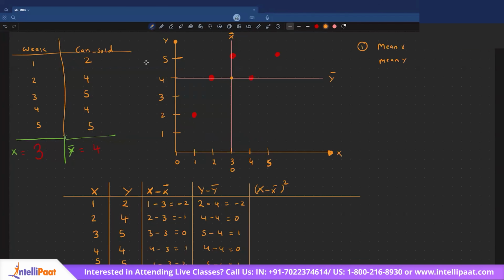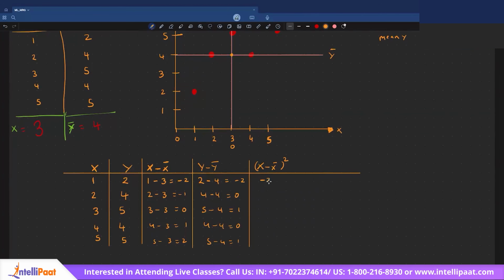Doing the squaring of a number, what does it make sure? That the number is always positive. Agree, disagree? If you take minus 3 and square it, won't the answer be 9? And if you take 4 squared, the answer is 16. So squaring will make sure that the number is never negative, so nobody will cancel each other out, right? So what is x minus x bar the whole square? Minus 2 squared, can I say that is 4? Minus 1 squared, can I say it is 1? 0 squared is 0. 1 squared is 1. And 2 squared is 4.